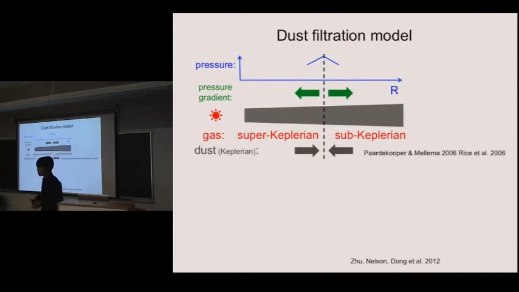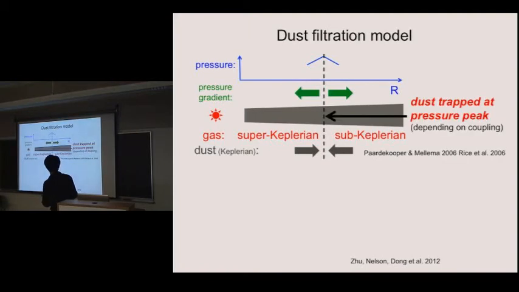The dust will tend to go at Keplerian velocity, but will be dragged by the gas. The net effect is that in the inner part and outer part, the dust will try to go towards where the pressure peaks. So the net effect is the dust is trapped by the pressure peak here, especially when your entire disk, the material, is moving inward as part of the viscous process.